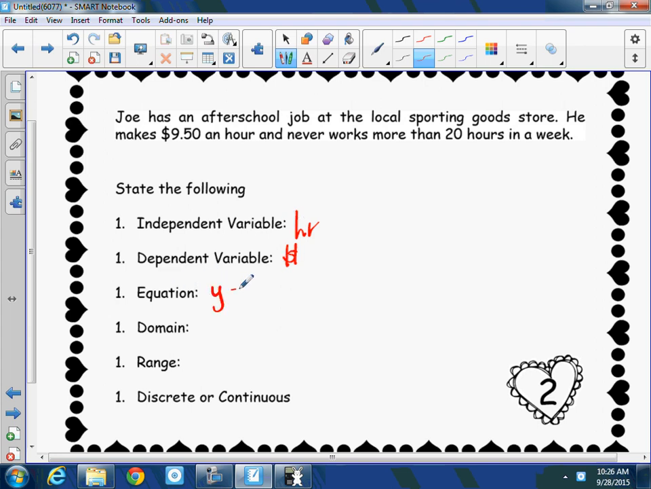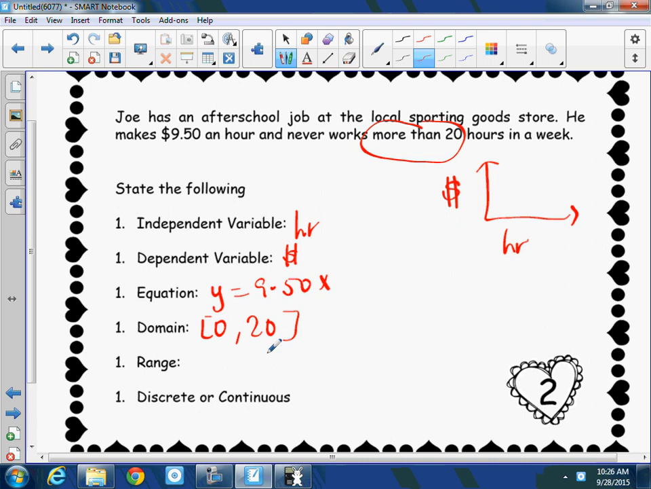My equation would be y equals 9.50x. Now this is important because that's your limit. He doesn't work more than 20 hours, okay? So I'm going to make my graph because without my graph I cannot see the domain and the range. These are the hours and this is the money. The domain is my x, which are my hours. He works from 0 hours to 20 hours. That's it.